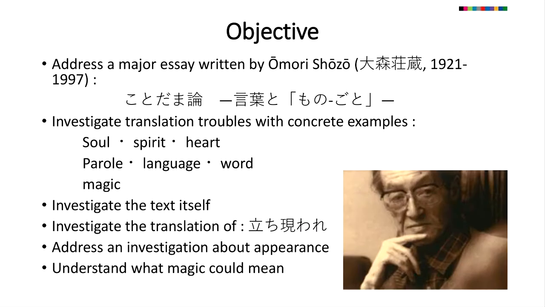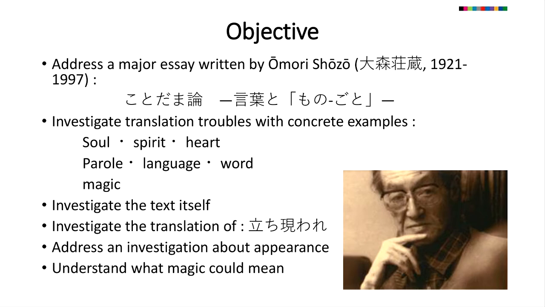The objective of today is very simple. We're going to address a major essay written by Ōmori Shōzō. The date is 1921 and 1927. The essay title is Kotodama-ron, Koto to Monogoto. We will investigate the translation trouble with concrete examples. Those concrete examples will be the soul, spirits, and earth, which is a translation problem, parallel language and words. You see that we'll try to see what's the difference, but finally we don't really arrive at a certain conclusion.